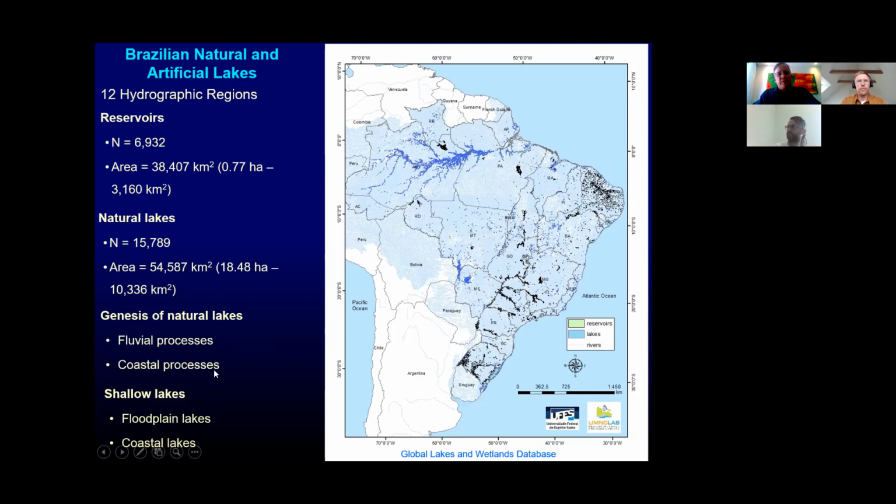Also, a very common feature in Brazil is coastal lakes, and among them lagoons, which have a permanent or temporary connection with the sea. So the genesis and geomorphology of Brazilian lakes is pretty much associated with fluvial activity and coastal processes. That means that Brazilian lakes are quite shallow, right? And the main types of natural lakes are floodplain lakes, the alluvial lakes, and coastal lakes.